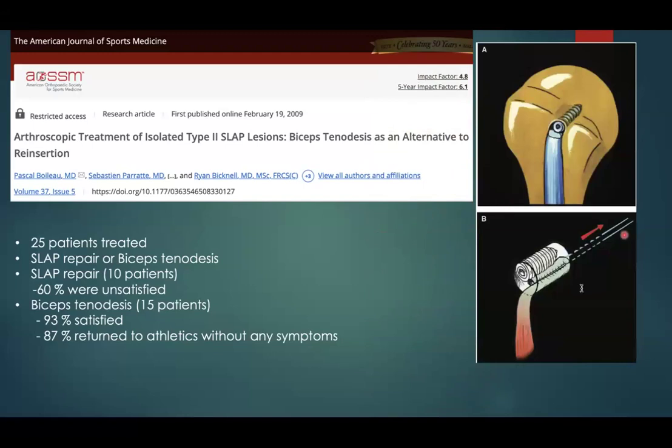After the biceps tenotomy, the tendon is exteriorized and doubled on a suture. The biceps tendon is then pulled into the humeral socket, drilled at the top of the bicipital groove, and fixed with a bioabsorbable interference screw. In this tenodesis group, more than 93% of patients were satisfied, with 87% returning to their athletics without any symptoms.